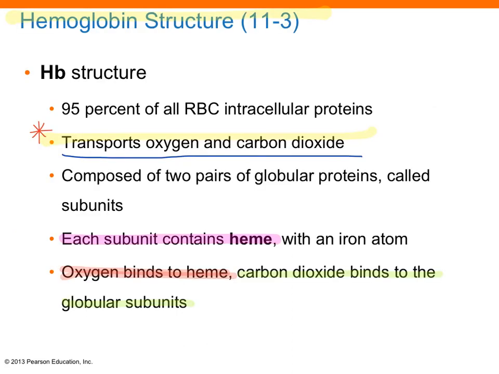The hemoglobin structure. The main thing about the hemoglobin is it transports oxygen and carbon dioxide. Each subunit contains a heme. Oxygen binds to heme, carbon dioxide binds to the globular subunits.